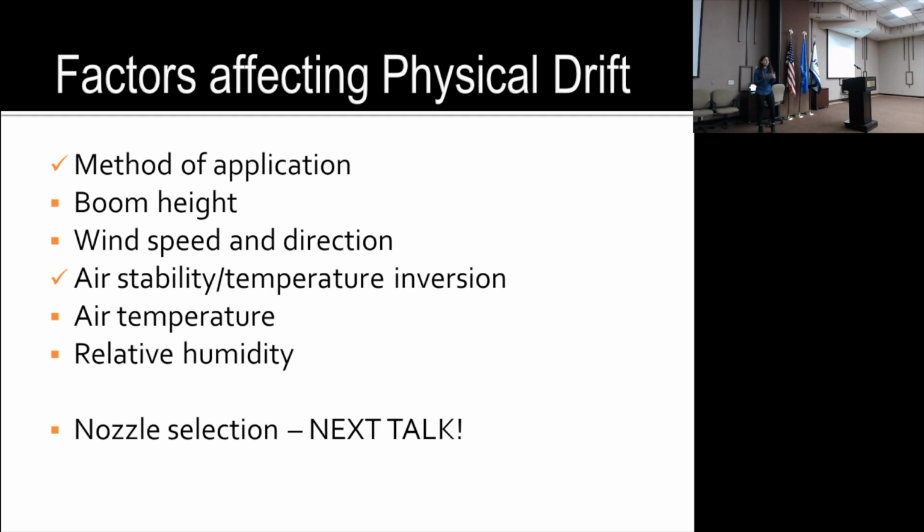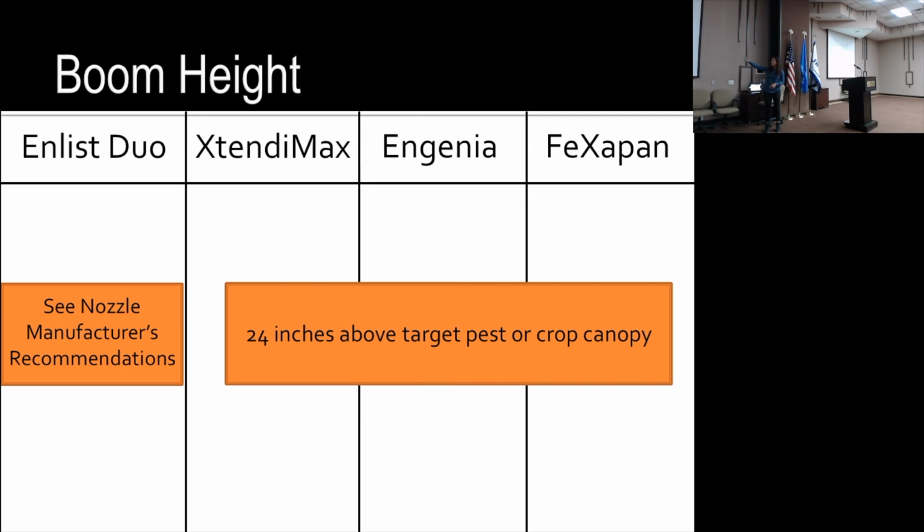Wind speed and wind direction, that's also on all of the labels, and we'll recap that. We discussed air stability and temperature inversions, and air temperature and relative humidity. So I'll keep this format for the products: Enlist Duo on the left, XtendiMax, Engenia, and Fexapan.